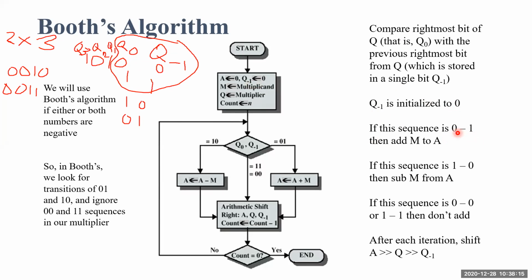If the sequence is 1 to 0, a minus 1 should be applied, that is, subtract. If it is 0 to 1, it will be a plus 1, that is, add. If the sequence is 0 0 or 1 1, we neither add nor subtract, but do only the right shift operation. After each iteration, you do an arithmetic right shift. Arithmetic right shift is a mandatory operation in the Booth algorithm.